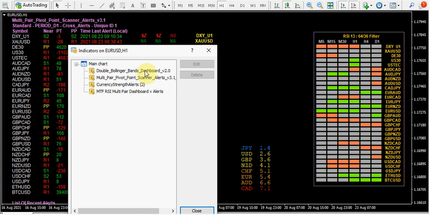Double Bollinger Band. All of these are free and they're all on Forex Factory. And you'll also find links in the pinned tweet on my Twitter feed, Best Forex Method. So double Bollinger Band, that is that one, the middle one. Multi-pair pivot scanner, that's this one. And I like it because it tells me when things are getting overextended. So no doubt I think we'll see ETH and BTC potentially up at R2, R3 later.